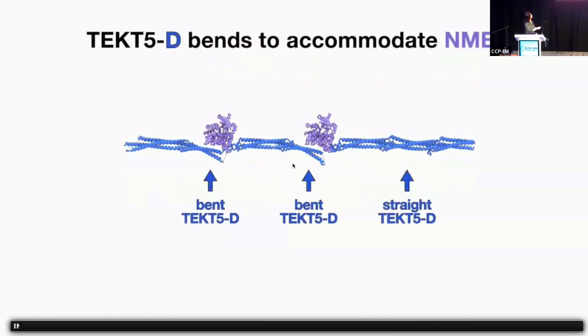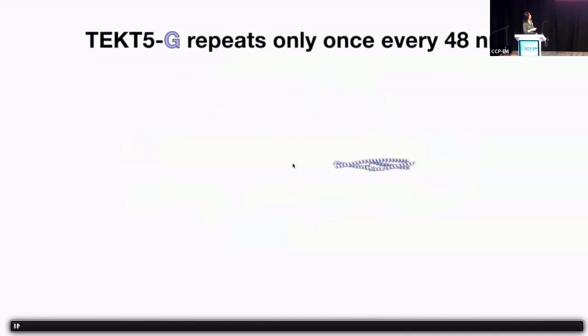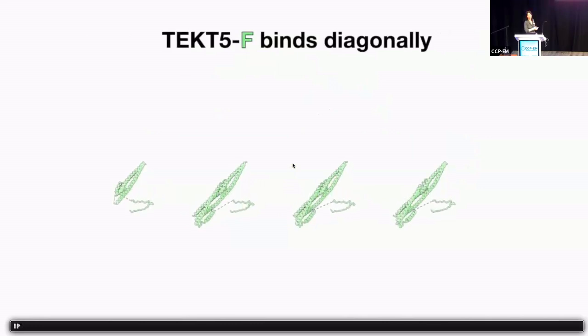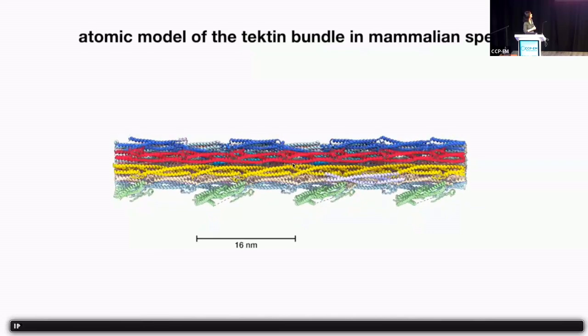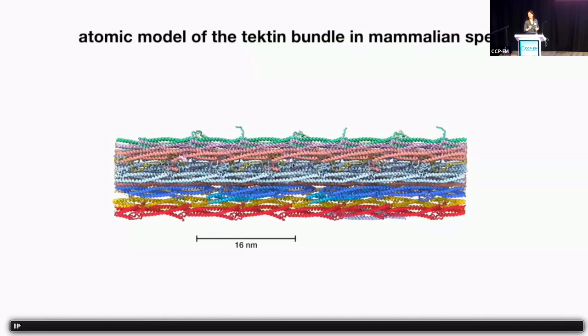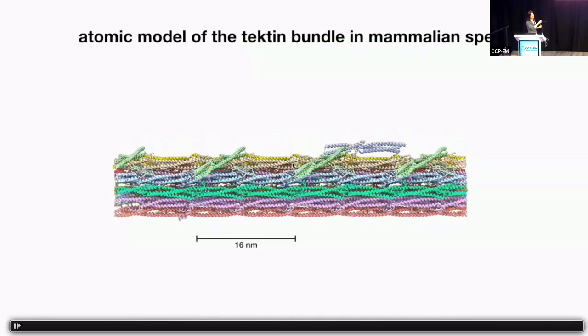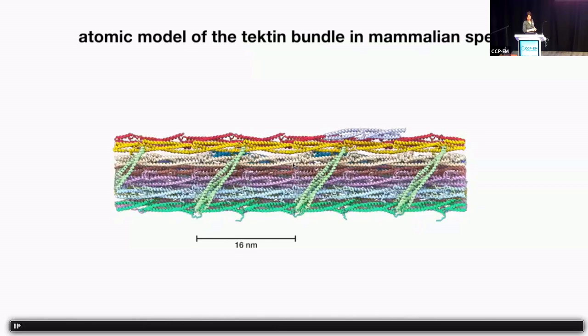And the reason is that they accommodate another protein called NME7, and now if you look at the details, you see it's discontinued. One of the tectins, we find only 1 copy in the 48 nanometer repeat, and then another copy we found that doesn't form any filament at all, but just binds diagonally. And this is all the same protein. So it's very interesting. I don't think it's very easy to predict that you will have one protein that will bind in completely different ways in the same assembly.